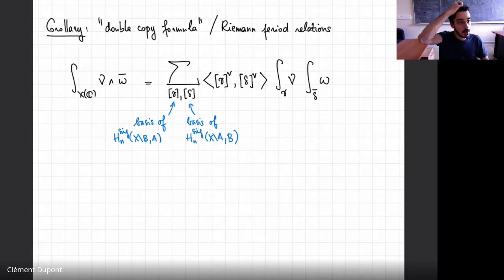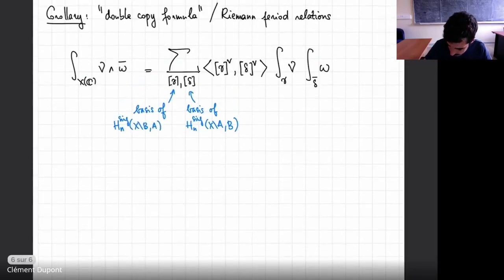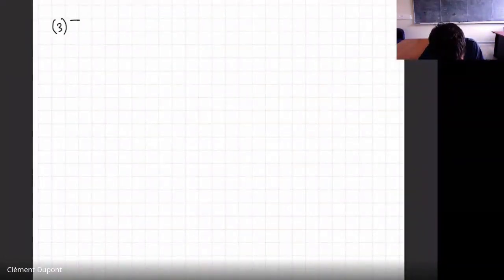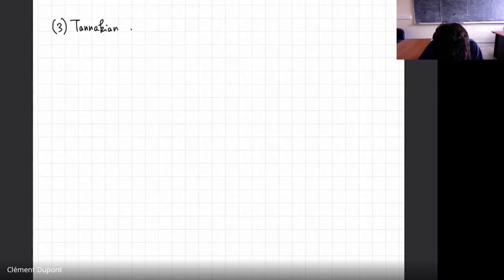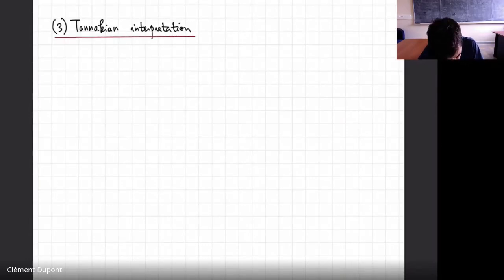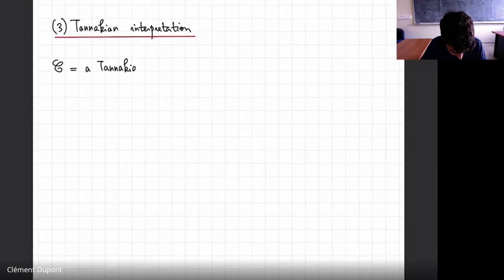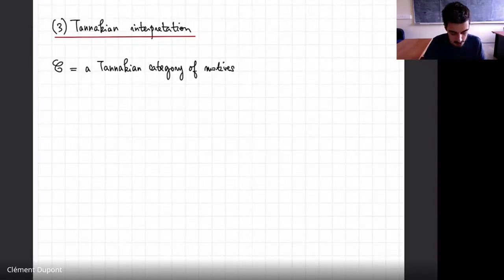So the next thing I want to talk about, but I have only maybe 7 minutes left, so I'm going to be quick about it, is how to view this in the Tannakian formalism. So let's call this third section, Tannakian interpretation. You start with some Tannakian category of motives. I don't want to specify anything, but you can be very naive and think that C is some Tannakian category of systems of realizations, so motives over a field K.